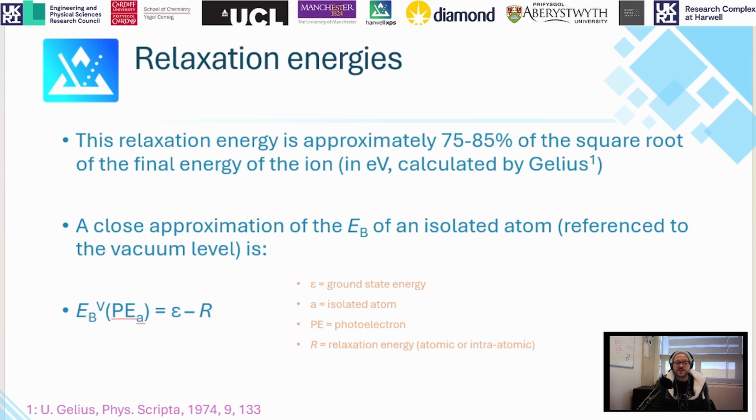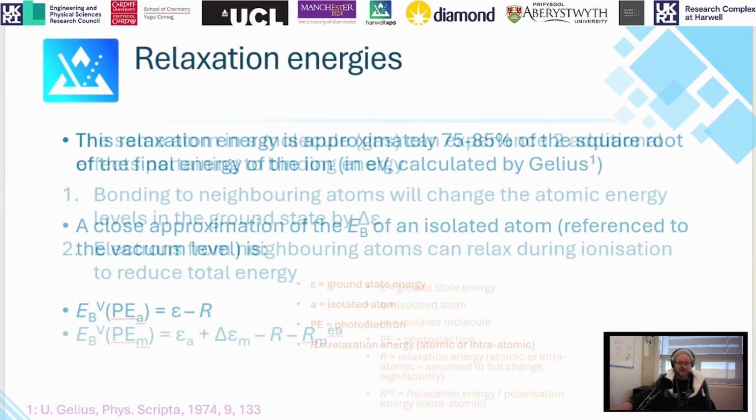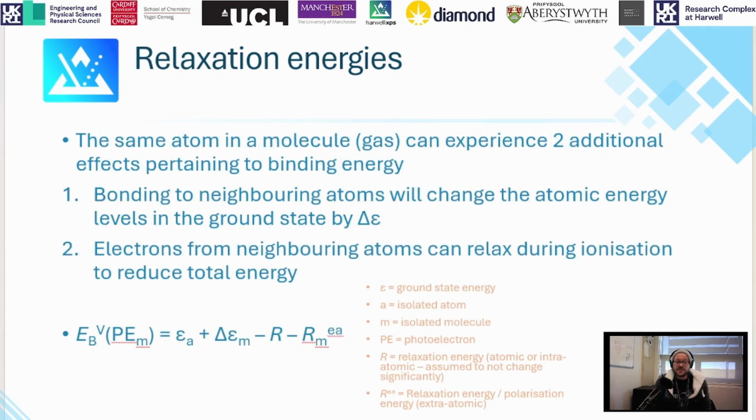So now our equation becomes: the binding energy relative to the vacuum level of the emitted photoelectron of an isolated atom is equal to the ground state energy minus the relaxation energy. Fairly straightforward stuff so far. But now if we take this into a more complicated system, for example a molecule or a gas, we can now experience two additional effects which will influence the binding energies that we see.